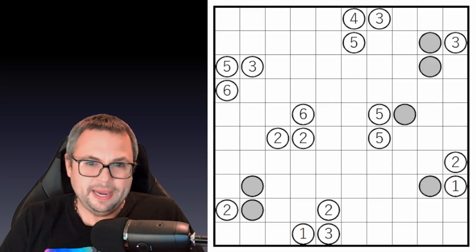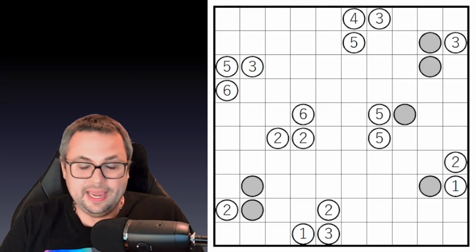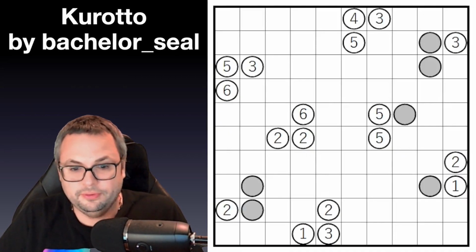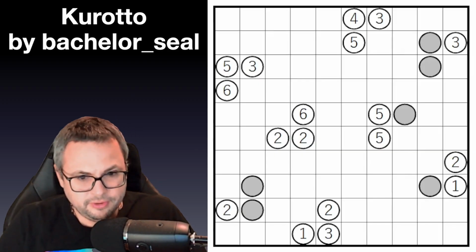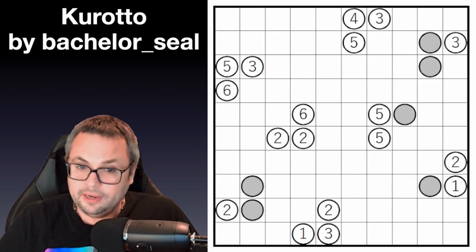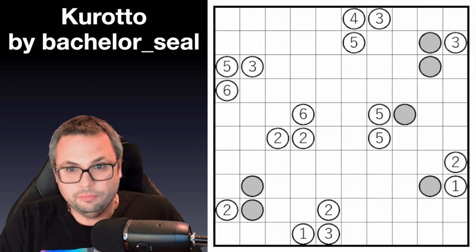Hello, and welcome back to Invitation to Puzzles, where today I have a Kurotto for you from Bachelor Seal, who is one of my favorite pencil puzzle constructors. So let's have a look at how Kurotto works. So we're going to read the rules real quick.